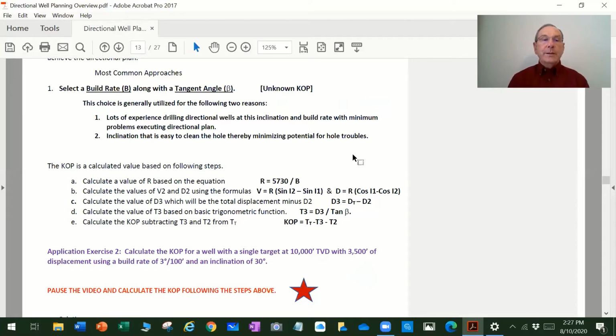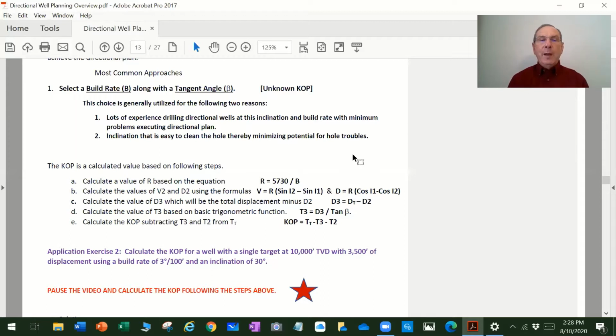And then your second step would be to calculate the values of the vertical distance and the displacement for the second section while you are building angle. You use the equations that we've already seen. The vertical depth while you are changing angle is going to be R times the difference in the sines.